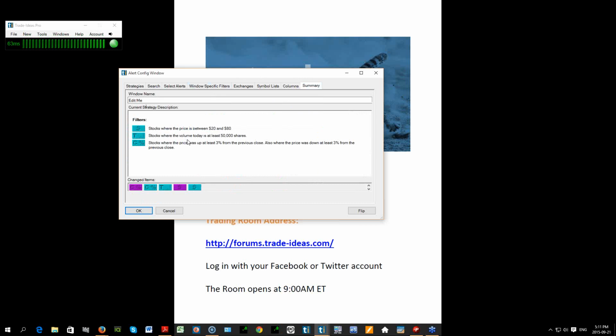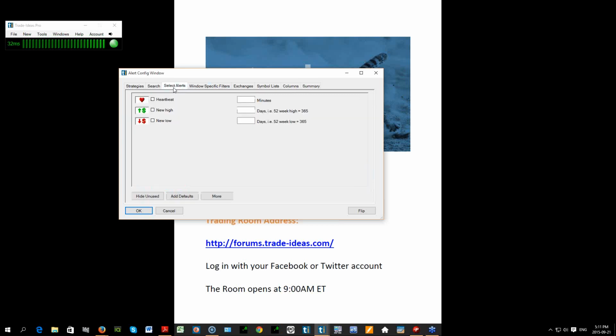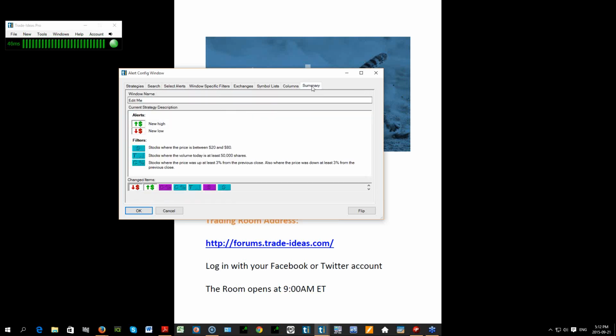Again, if you don't know what an alert window is, what this is going to do is basically I will set a trigger so that as long as the stock is between 20 and 80, the volume is at least 50,000 shares, and the stock is up or down at least 3%, I want to get alerted when something happens. And that something that I want to happen is when the stock either makes a new high or a new low for the day. So there you have it. Right now this is a very basic alert window. And what would happen if the market were live? You would see stocks streaming by all day long as these filter conditions are met. When a new high or a new low happened, you would see the stock in the alert window.